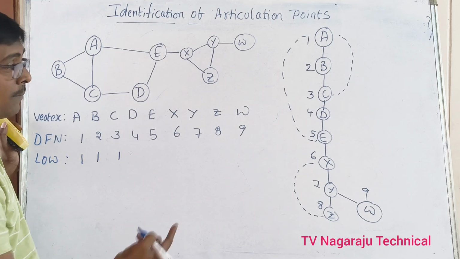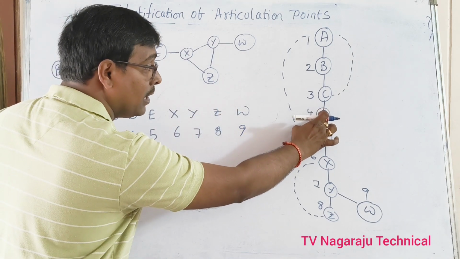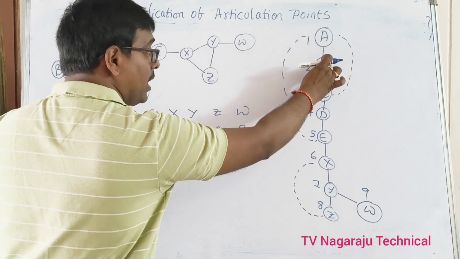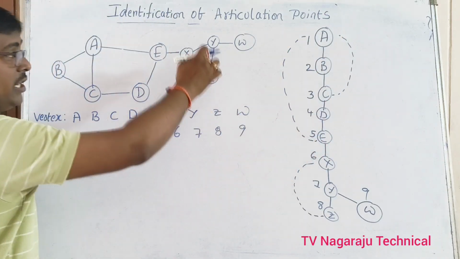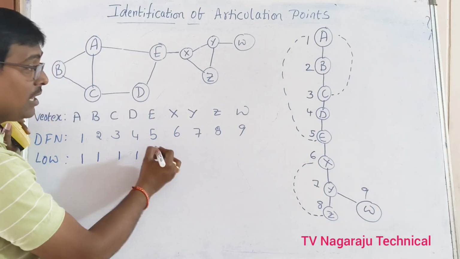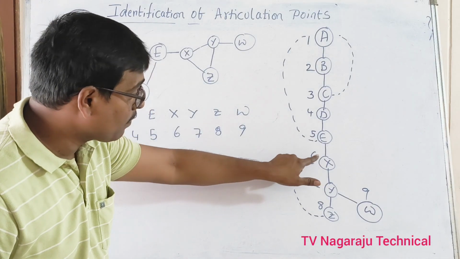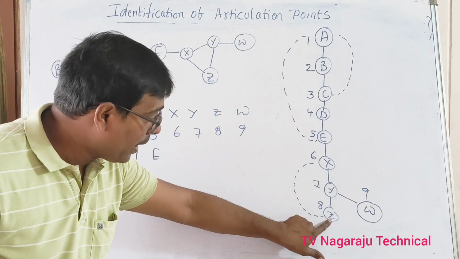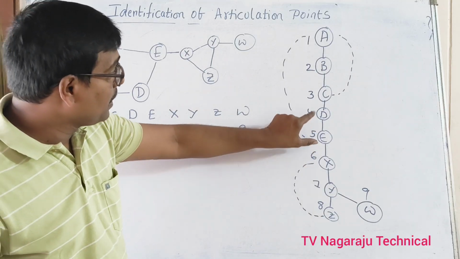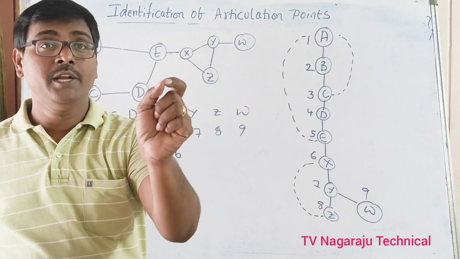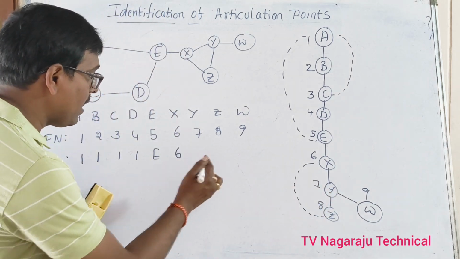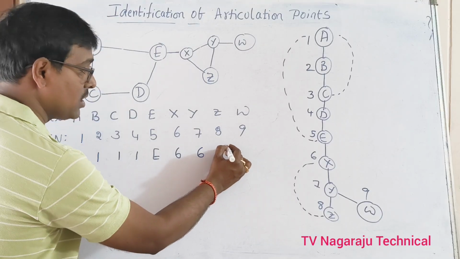For C, 1. For D, observe. In this path it is not possible directly, so D to E, E to A, A to B, B to C, C to D. In this path, the D value is also 1. What is the E value? The E value is also 1. Coming to X: X to Y, Y to Z, Z to X. So the low value is that of X. Got it? Sir, previously 1 is there. No. You need to reach that vertex exactly with one back edge. Now the Y value is also 6, and the Z value is also 6.